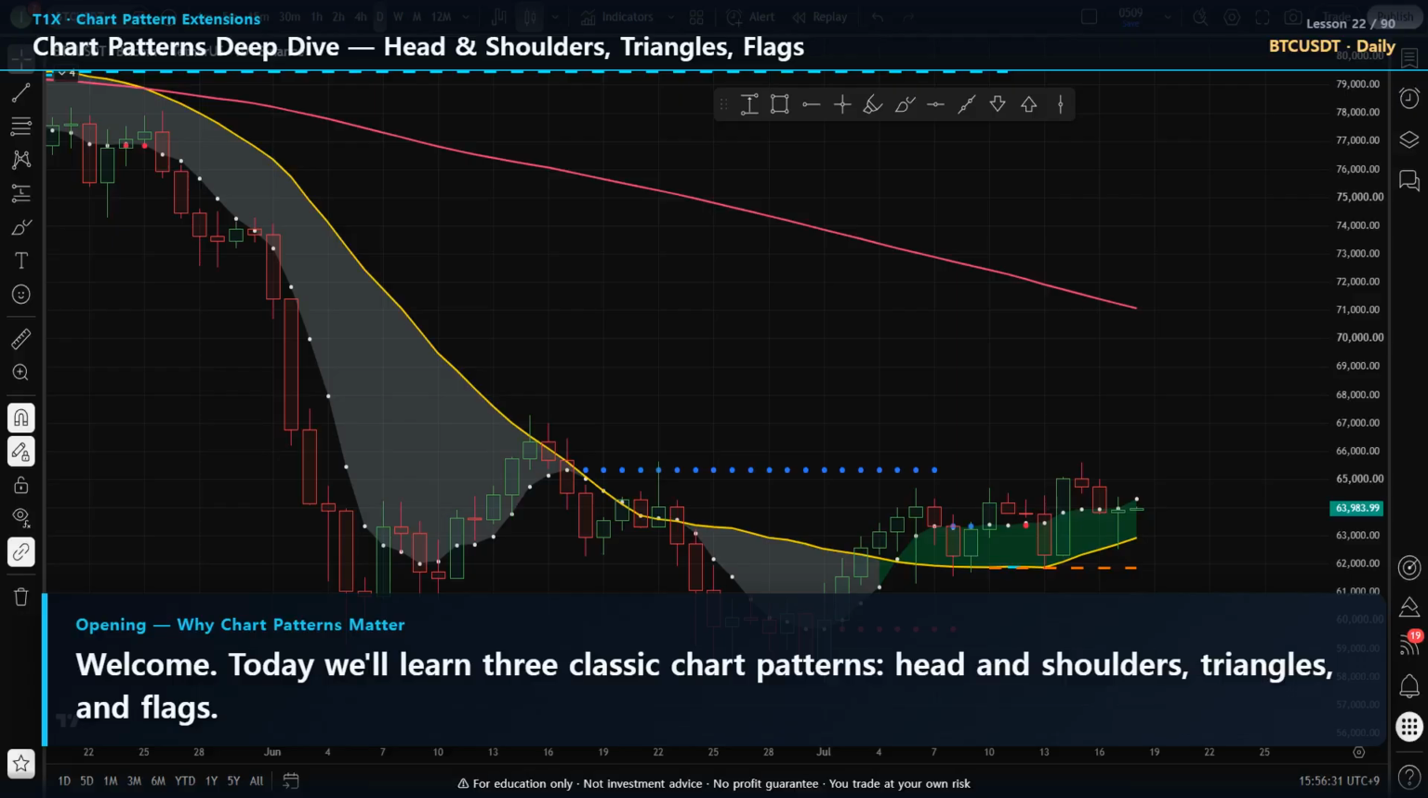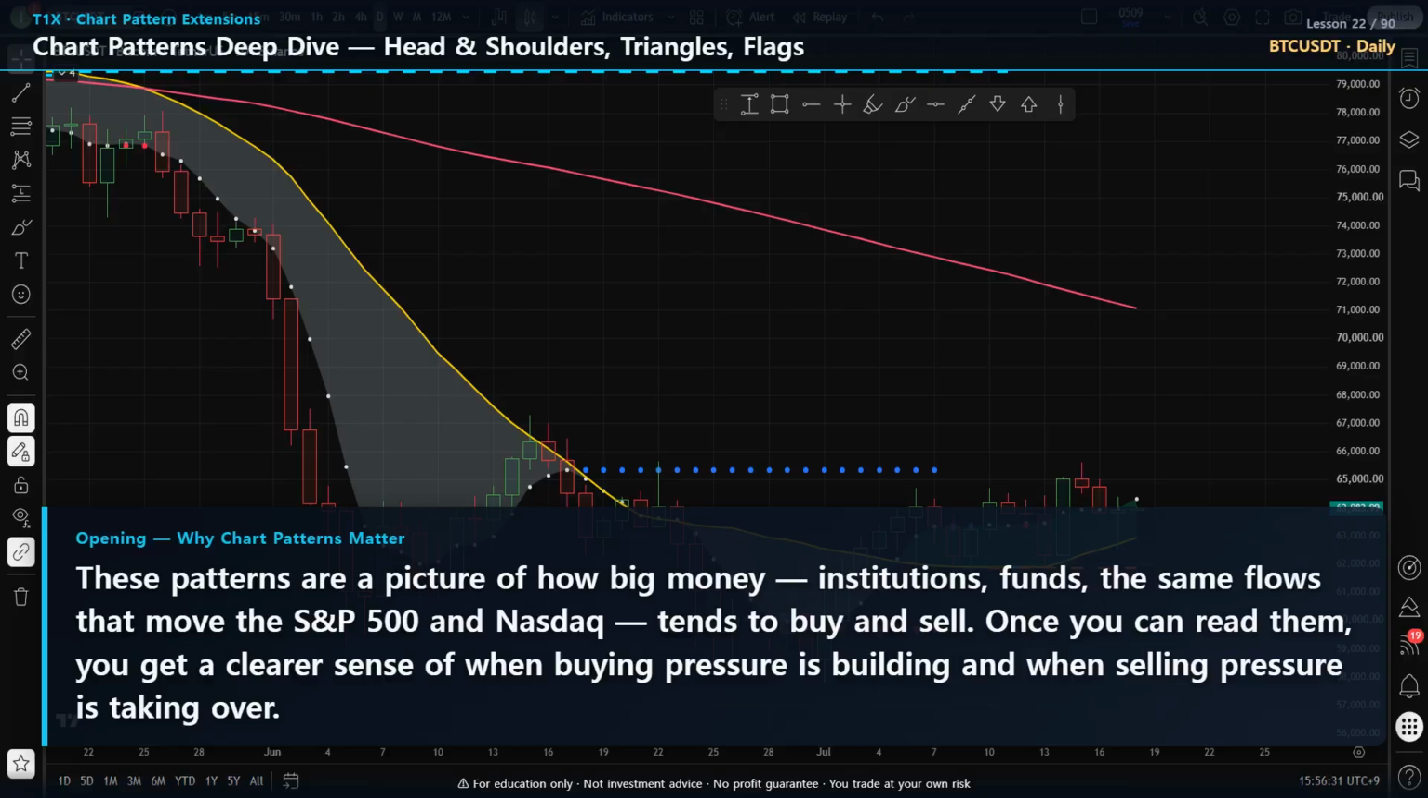Welcome. Today we'll learn 3 classic chart patterns: head and shoulders, triangles, and flags. These patterns are a picture of how big money, institutions, funds, the same flows that move the S&P 500 tends to buy and sell. Once you can read them, you get a clearer sense of when buying pressure is building and when selling pressure is taking over.